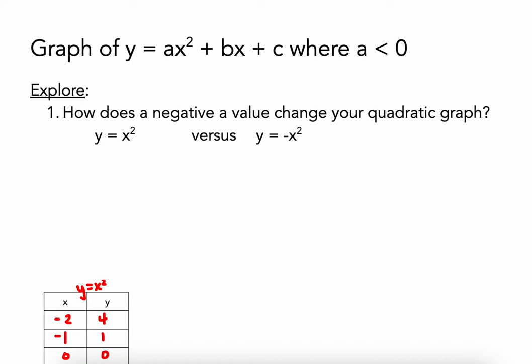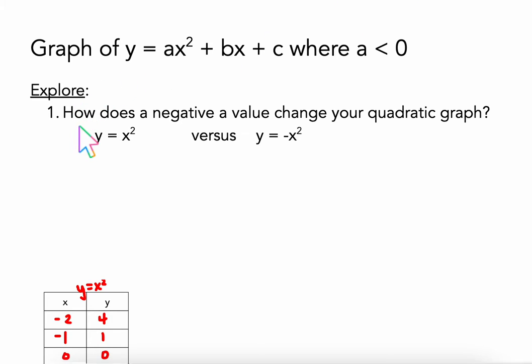Everyone. Today we are going to continue exploring quadratic graphs, but today we're going to talk about what the graph of y equals ax squared plus bx plus c will look like where a is less than 0. Numbers that are less than 0 are negative. So we're specifically looking at negative values for a, the coefficient in front of x squared.